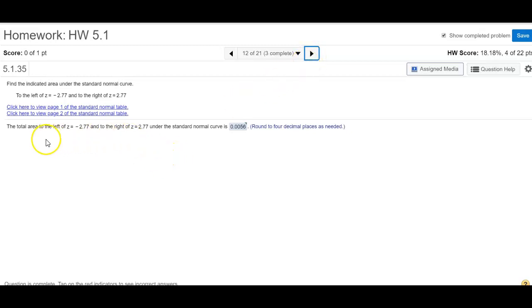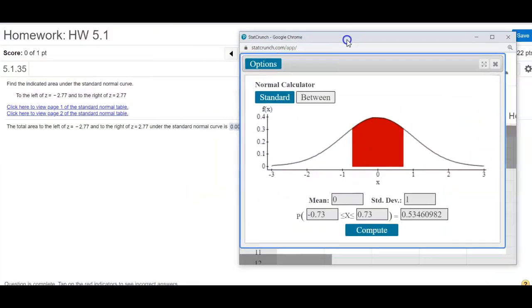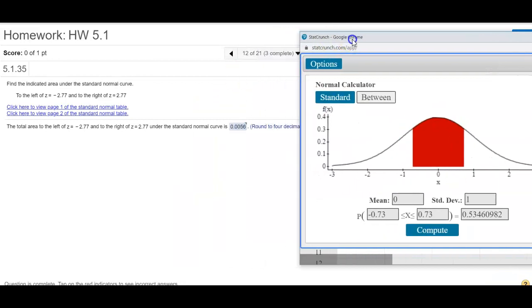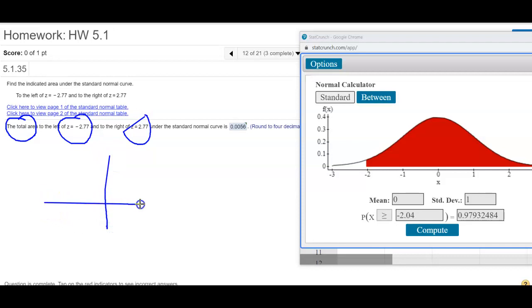All right, let's see which one do I want to do. I like to do problem number 12. Look what they're asking you. They're asking you the total area to the left and to the right. So there are 2 ways of doing it. What I would do is click on standard first, and let me pick my pen tool. They said the total area. When they say total, you'll have to add area to the left and area to the right. So your curve pretty much looks like this.